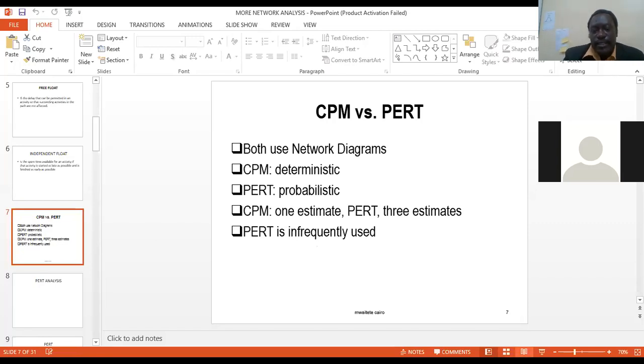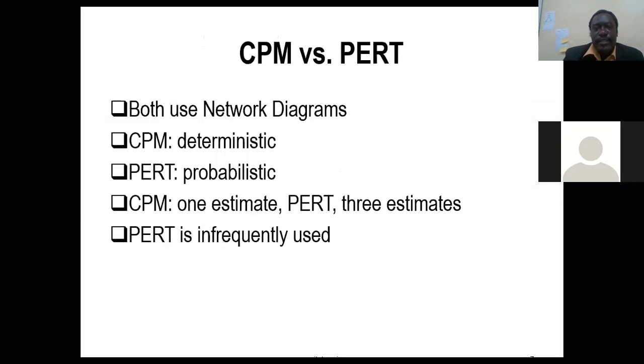When you look at CPM and PERT, of course, they both use network diagrams. CPM and PERT: critical path methods and PERT analysis, that is Project Evaluation Review Technique. They both use network diagrams. The critical path method is deterministic. You can determine, you can compute, and so on.